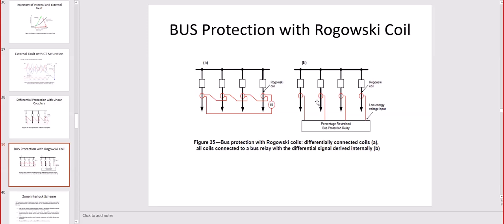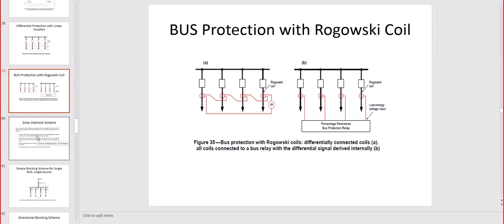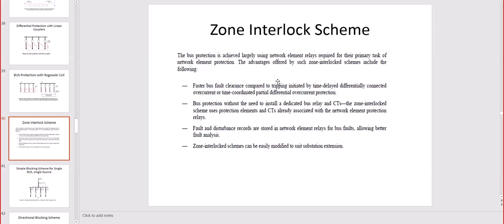Rogowski coil is another subtype of the Hall effect, with a 59 again for overvoltage on the left, or a percentage restrained scheme on the right, also with Rogowski coil. Not so popular, but they are available.